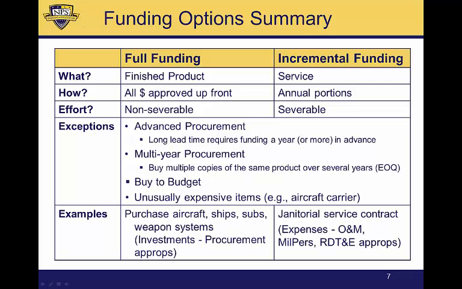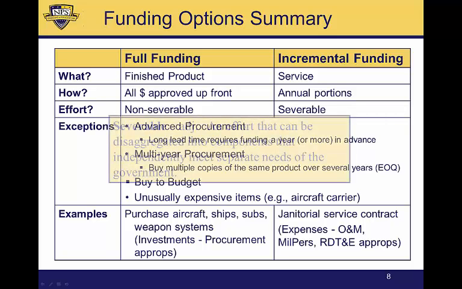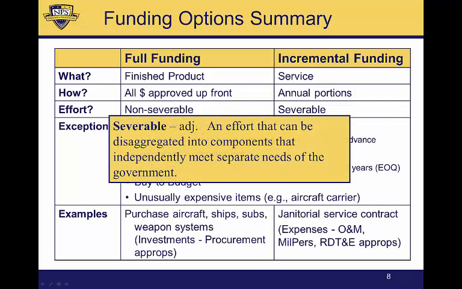The table uses the term severable. Something is severable if it can be disaggregated or broken up into components, each of which independently meets the needs of the government. If you think of something like maintenance, as we maintain an aircraft or a ship or something, those maintenance tasks can be separated from one another. But doing half of the maintenance that the fleet needs over the course of a year provides some benefit. But building half of a vehicle or half of a missile doesn't benefit us.